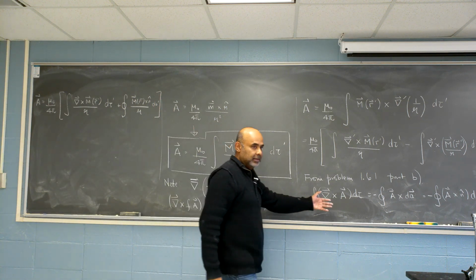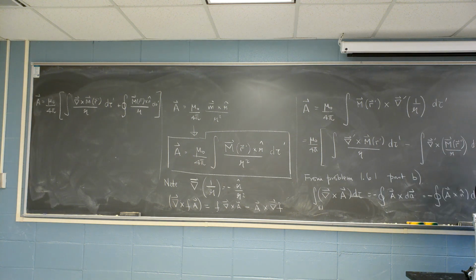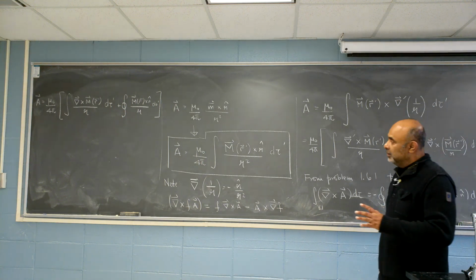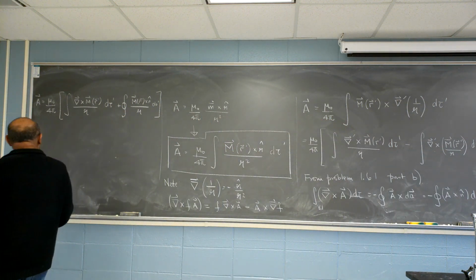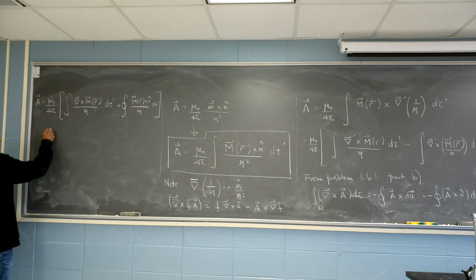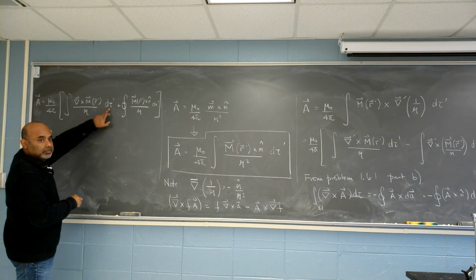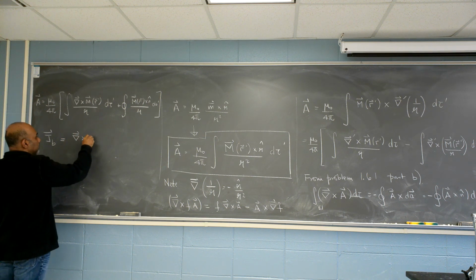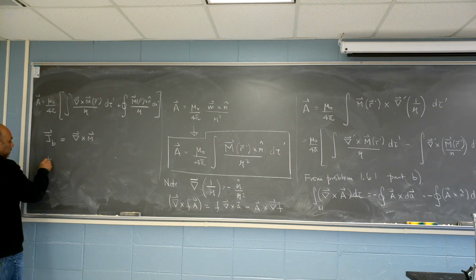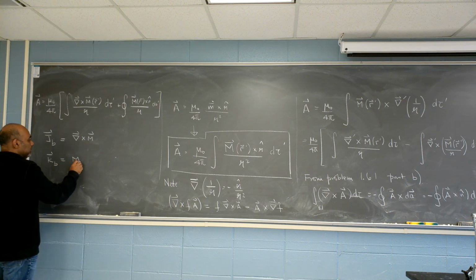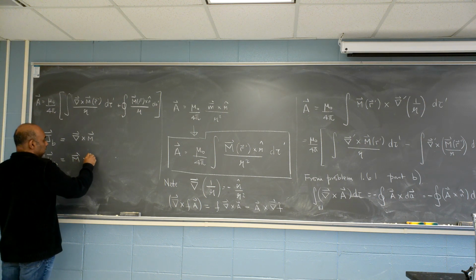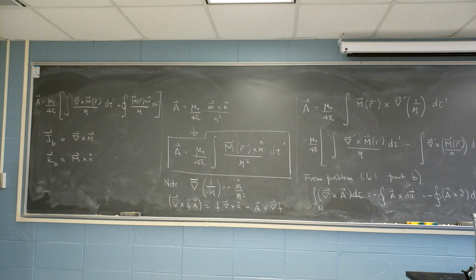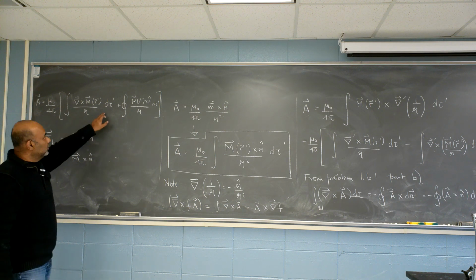This is a vector identity. It didn't make a difference whether we had prime or not. But for us, we're integrating over sources. And then we can define a bound current volume, because this is volume. I define it by curl of M and a bound surface current by M cross N. This is literally like a Coulomb's law.